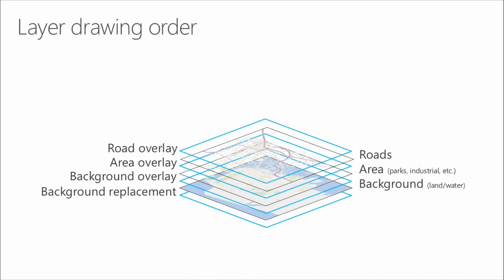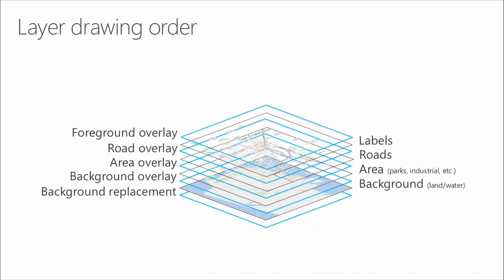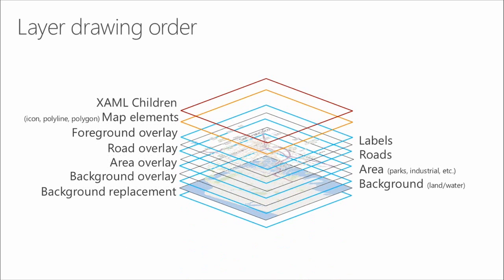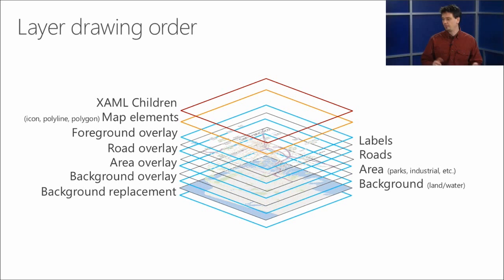Then you draw your own roads. Then the map renders the labels. Then you can add a custom foreground overlay, and finally on top, the map renderer draws all those map icons, the map polygons and the map polylines. The XAML renderer comes along at the very end and draws on top of the actual map rendering the XAML controls and children that you've defined in the map items control.